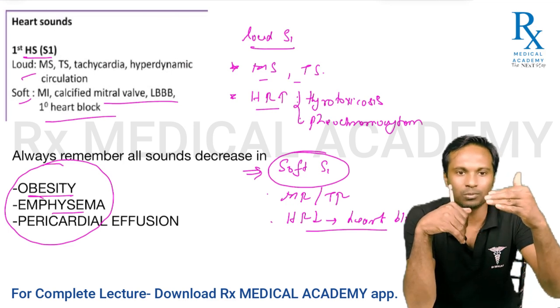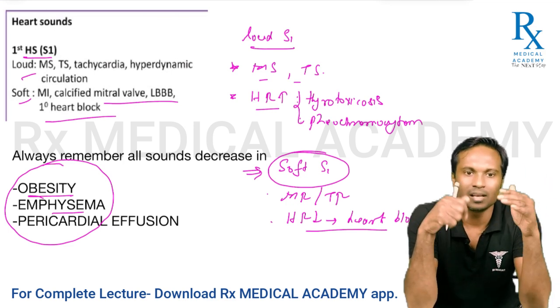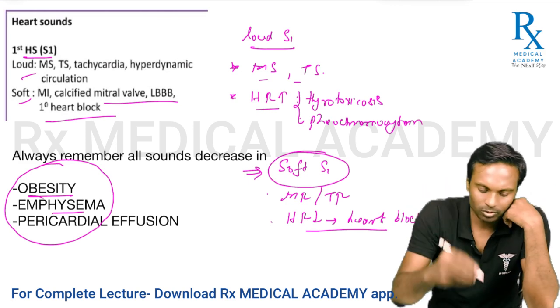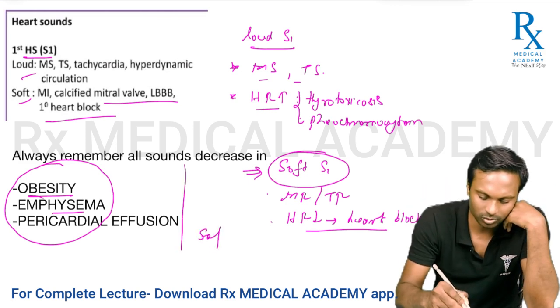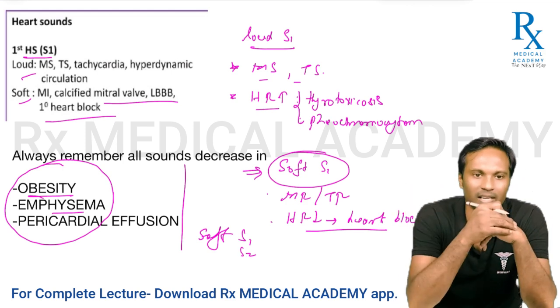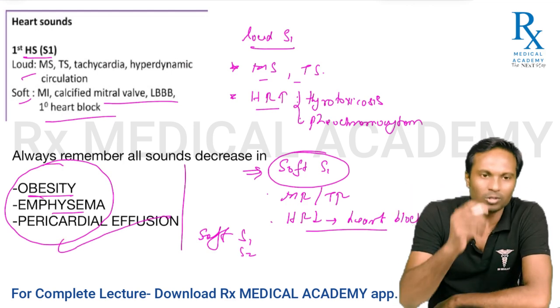And the sound will have to travel for a longer distance. So intensity of sound when it will reach the chest will decrease. So in all these cases, you will get soft S1 or soft S2. We will discuss soft S2 in upcoming part of the lecture. Okay, so this has to be also understood.